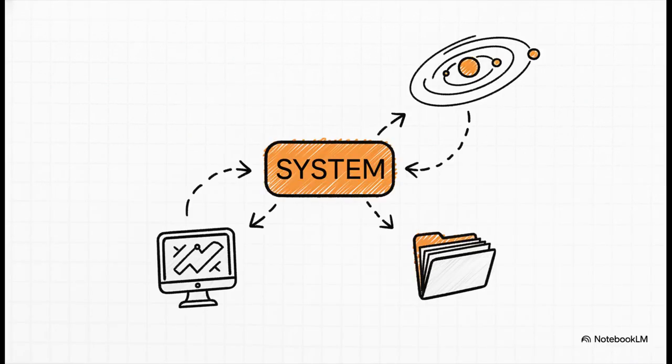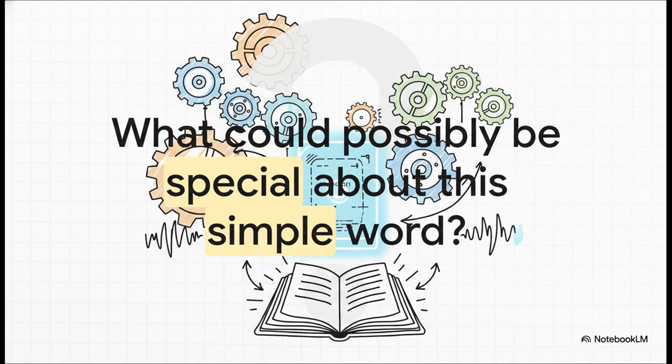I mean, think about it. It's everywhere, right? The solar system, your computer's operating system, the system you have for organizing, well, anything. It's about as normal a word as you can get. But what if I told you that this super simple word is actually a clue? A key that unlocks a hidden structure inside the English language itself. A structure built for one thing, total clarity. So yeah, let's dive in and see what's going on here.